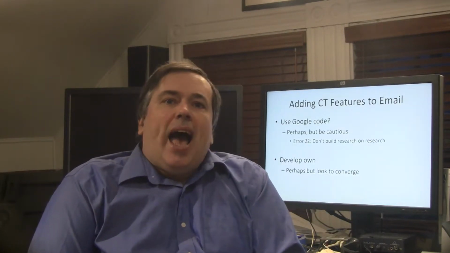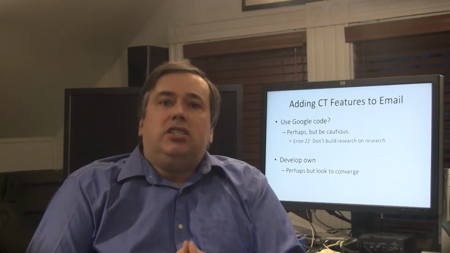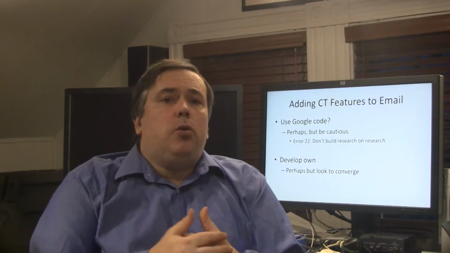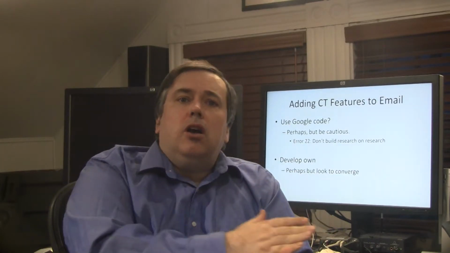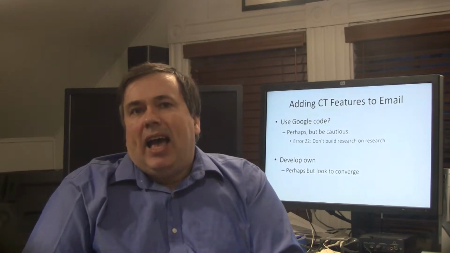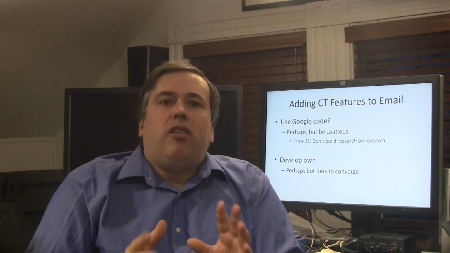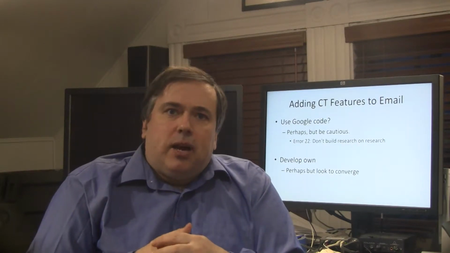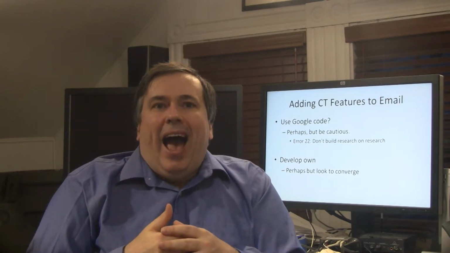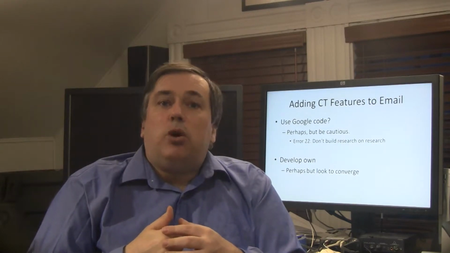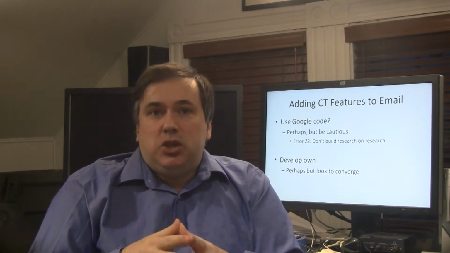So I'd like to add certificate transparency-like features to email, which leaves me in a little bit of a quandary, because the question is, should I use Google's code or develop a parallel system? For the time being, I'm working in parallel. The reason for this is I used to share an office with Jim Gettys, who's one of the guys behind the X Windows system, and he always drilled into me the risks of what Xerox PARC called Error 22.